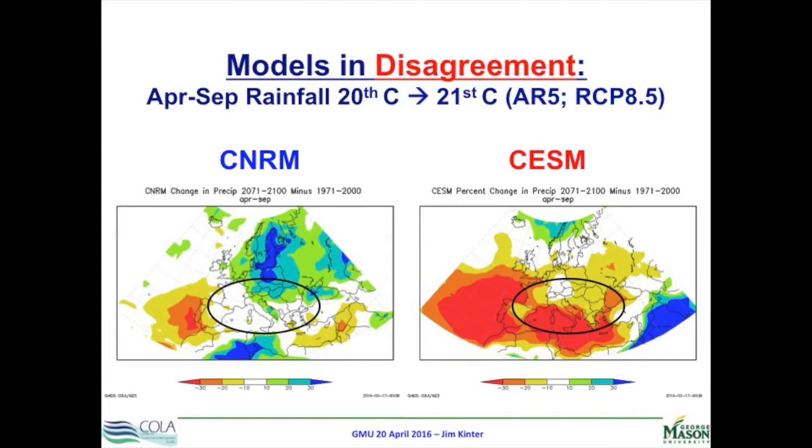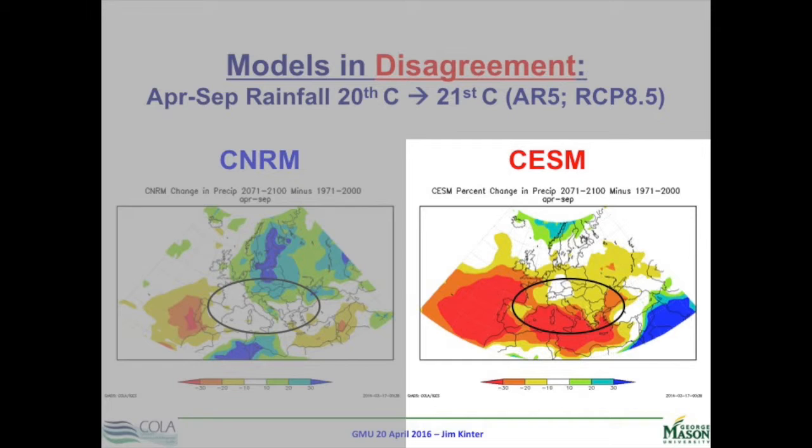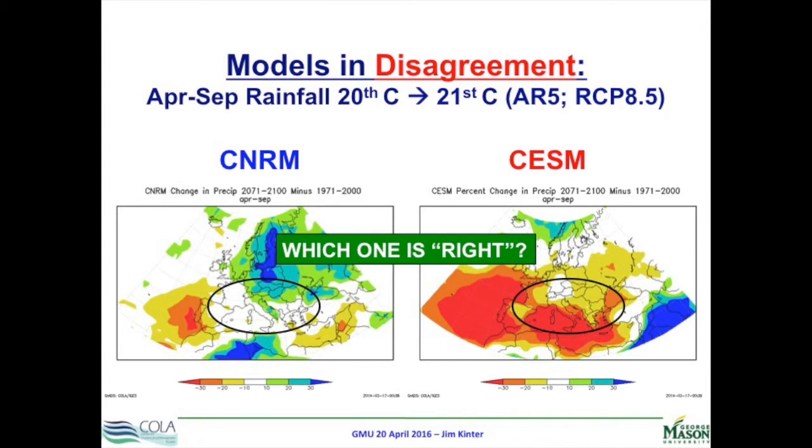So here's another problem we have. Models don't agree. If you ask us what's going to happen to rainfall over Europe, we might use this model, which happens to be a model from France, where the answer is not much, maybe a little bit drier in Portugal. Or we might use this model, which is a model from the United States, which says Southern Europe is destined to become a desert. So which one is right?